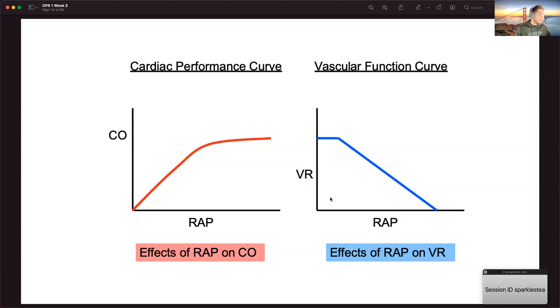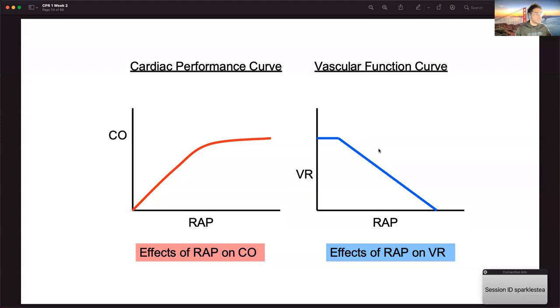Any sort of change to this, the other side will have to compensate. Any sort of change here, the other side will have to compensate. If you have any sort of cardiac issue, the vascular function curve has to work in opposite to basically boost up the cardiac function. You're going to go through examples with this, and they were concepts we were tested on, okay?